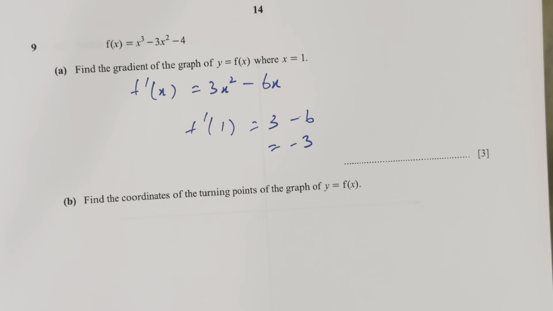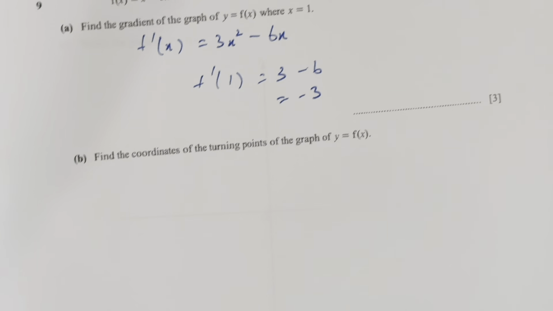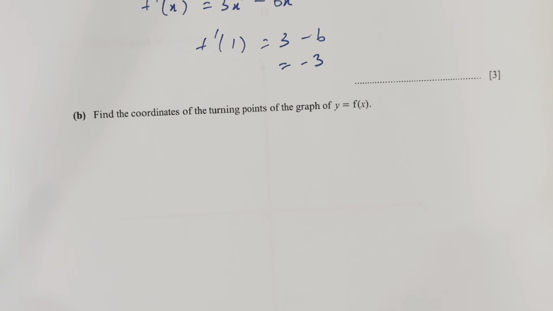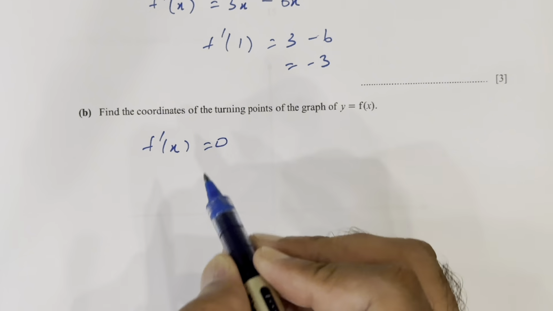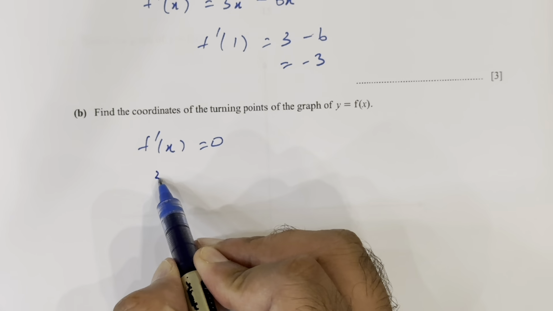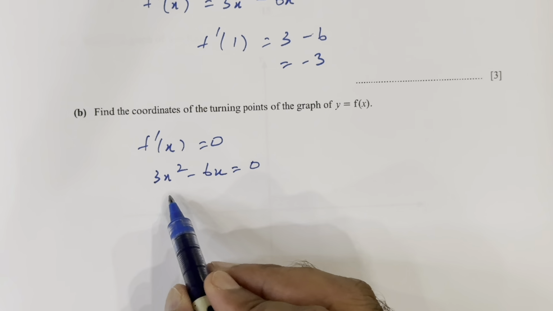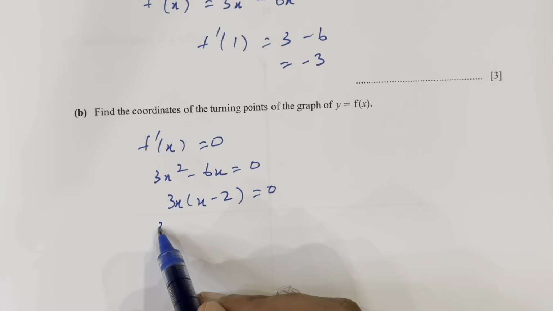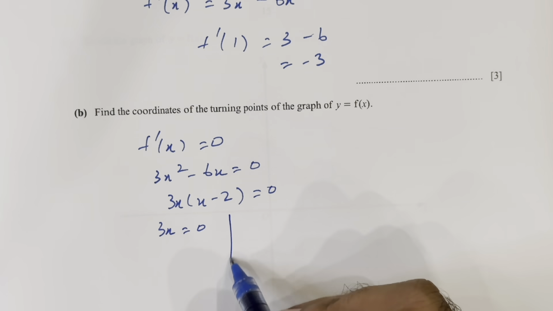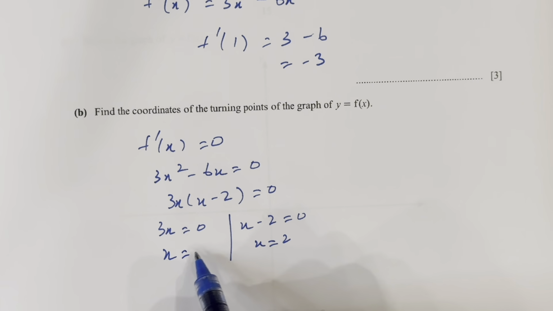Now find the coordinates of the turning point of the graph y is equal to f of x. So turning points are actually the stationary points. So f dash of x must be equal to 0. We have already calculated f dash of x. 3x square minus 6x is equal to 0. Taking 3x common, it would be 3x times x minus 2 equal to 0. Then 3x equal to 0 and x minus 2 equal to 0. Then x is equal to 0 and x equal to 2.